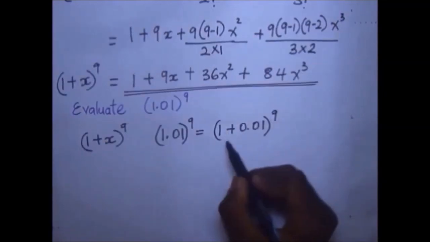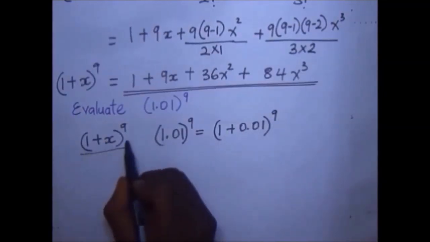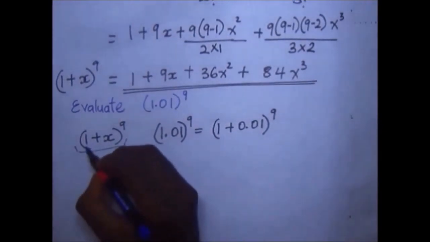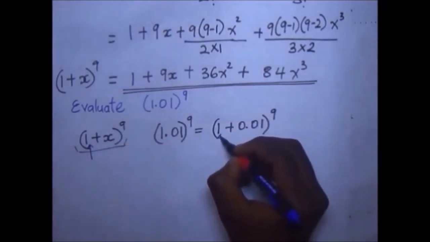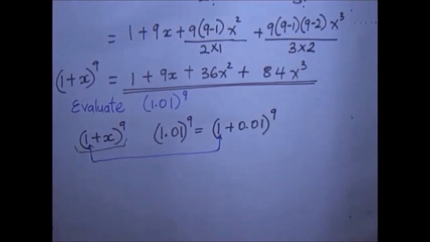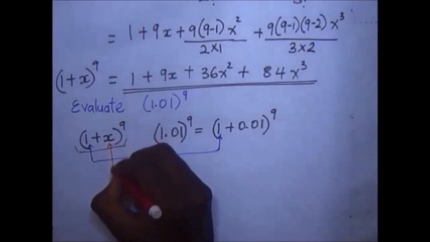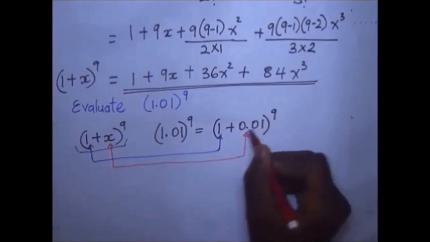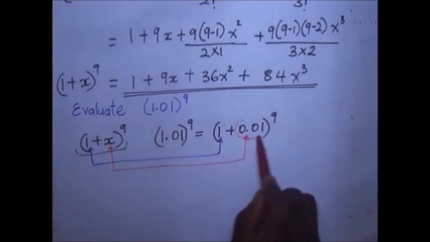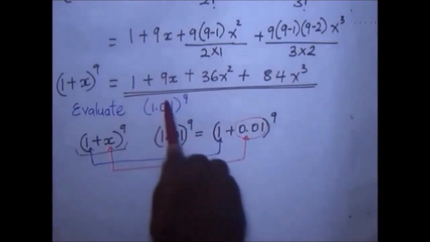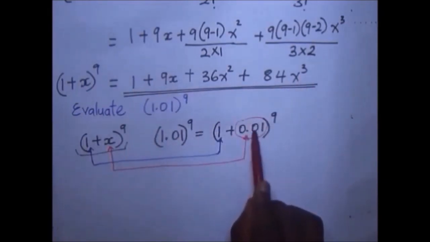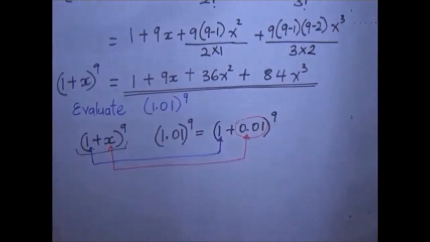So if we compare this to that, you will find that our values of the 1 and 1 are the same. Our value of x has gained a value. Our value of x now in this case is 0.01. So in this case it is just a matter of substituting this value of x in this expression. Since the expansion of 1 plus x to the power 9 is this, we simply substitute 0.01 in that expression and we get our answer.